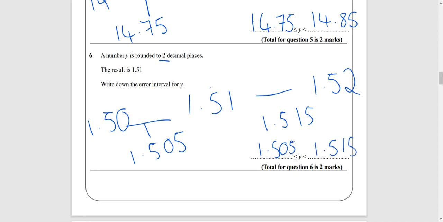Okay, I hope this helped. Just be really careful if you do use this method, that you remember you need to calculate the midpoints between the upper and lower bounds, okay? I hope this helped.